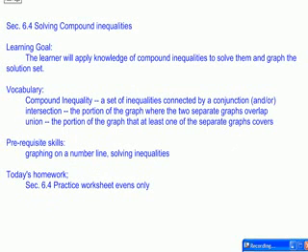All right. Let's do some example problems. So number 1 says graph the solution set of each compound inequality. So for number 1, it says b is greater than -1. And it says b is less than or equal to 3.